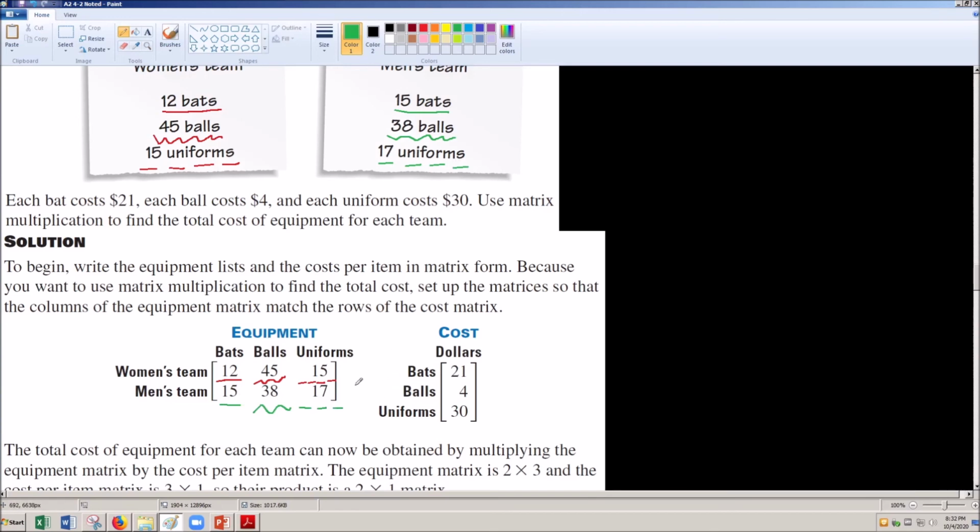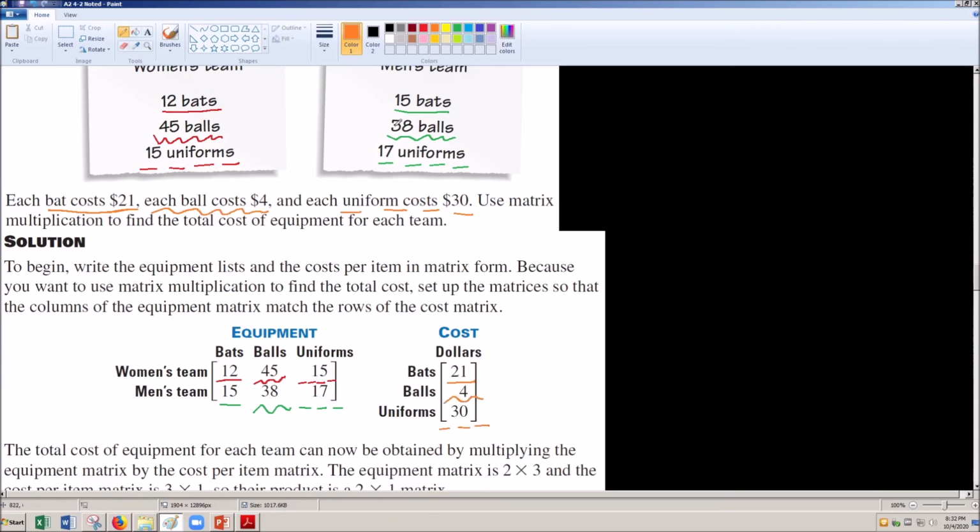Now, when we're doing the matrix multiplication here, we want to multiply by the cost for these items. So each bat costs 21, each ball costs 4, and each uniform costs 30, and that's the dollar amount right here. So we have our bats, our balls, and our uniforms.